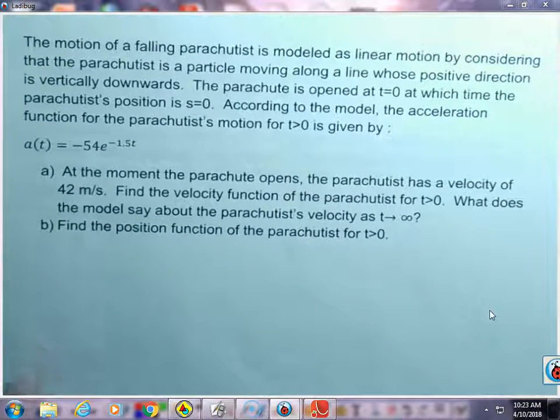All right, this isn't too bad. It's only got an A and B, Tim. We're going to make it. The motion of a falling parachutist is modeled as linear motion by considering that the parachutist is a particle moving along a line whose positive direction is vertically downwards. Okay, so we're calling down positive. The parachute is opened at time equals 0, at which time the parachute's position is s equals 0.